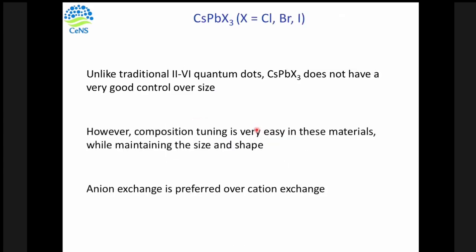Okay, so in this case, unlike the traditional II-VI semiconducting nanomaterials, like the example I was giving earlier of cadmium selenide, cadmium sulfide, etc., cesium lead bromide does not have very good control over size. However, tuning the band gap is possible easily by tuning the composition. In the other example I was giving, CdSSe, if you change the sulfur to selenium ratio, the band gap also changes. So in this material, cesium lead halide, anion exchange is a preferred route over cation exchange to control the band gap of this material.